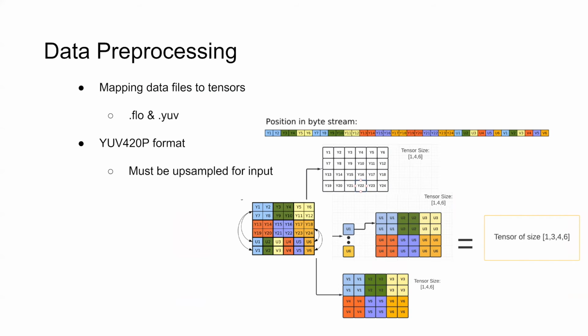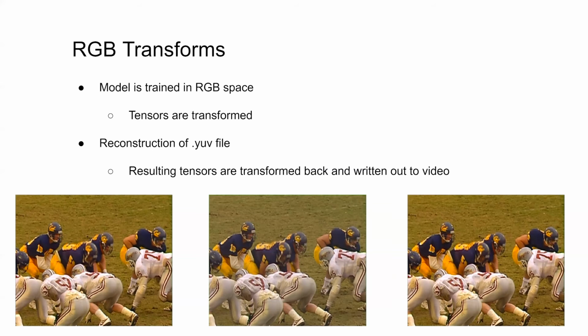So after the NVIDIA SDK generates the flow files and we extract all the YUV frames, we have to map those data files to tensors for our network. The YUV files are in YUV 420 planar format, so we need to upsample the color values. Each U and each V value are upsampled to 4 different Y values to map to a tensor that has 3 color channels. After we've mapped the YUVs to tensors, we have to transform them to RGB space because our model is trained on RGB space. And then eventually we need to reconstruct them back to YUV files.